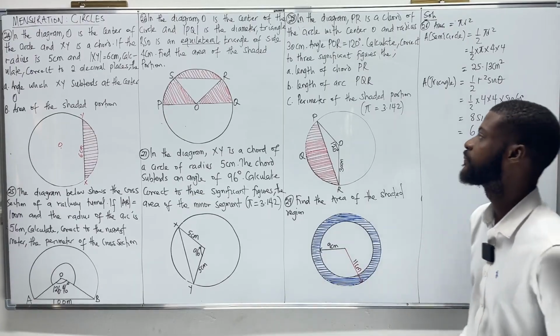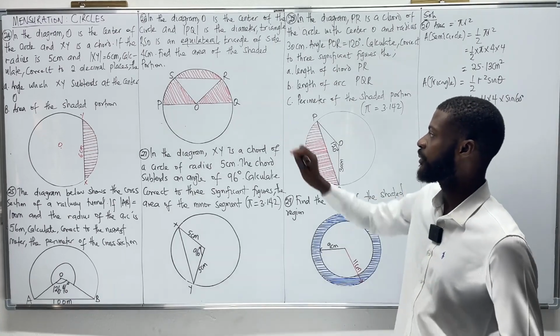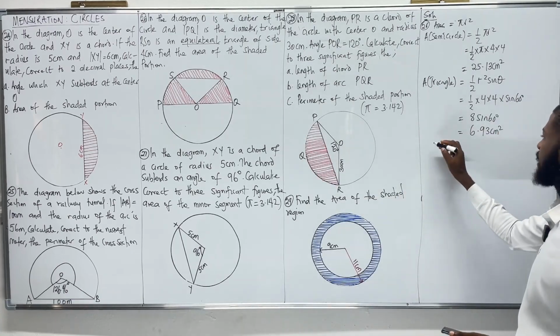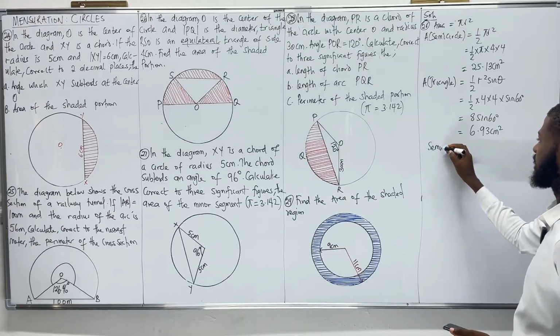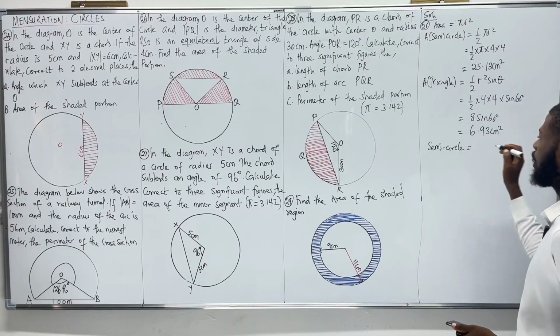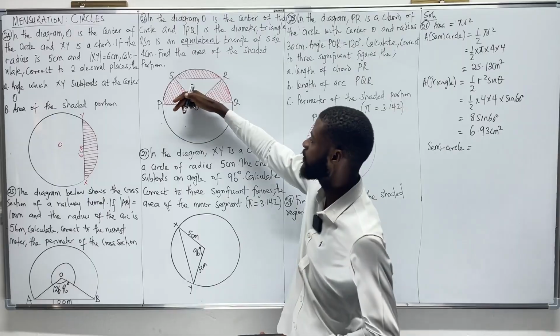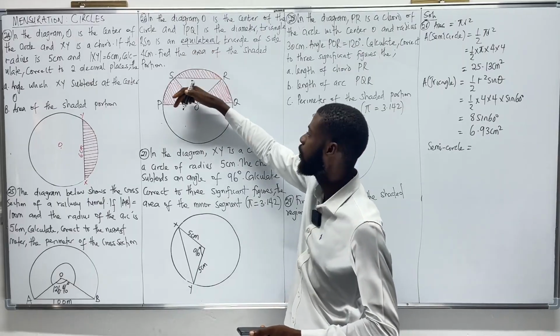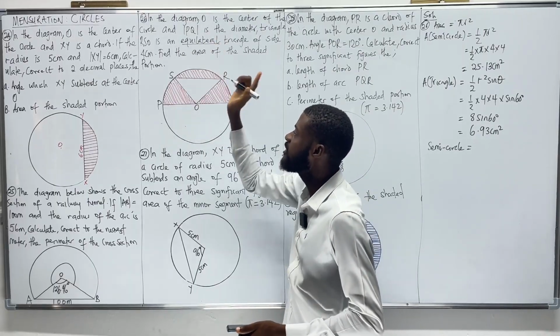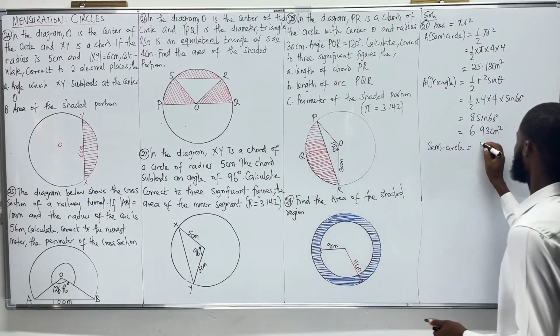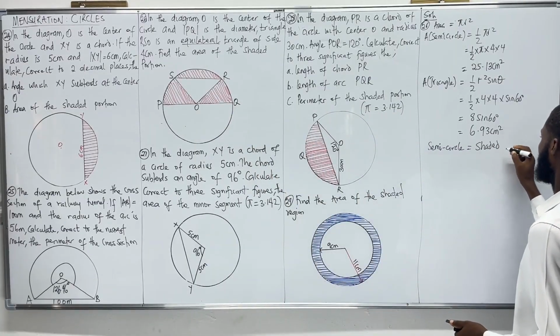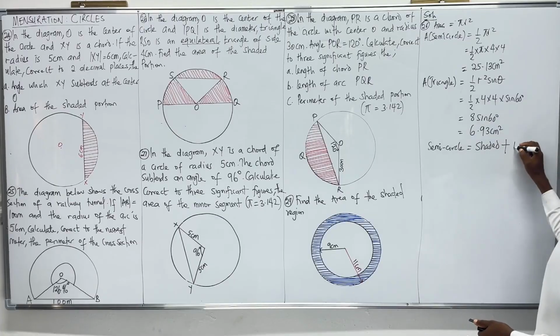Now the question is saying, what is the area of the shaded portion? It's very simple. In this very shape, remember that I said we had a semicircle. Everything here is a semicircle. But this semicircle is made up of what? It's made up of a shaded region and a triangle.